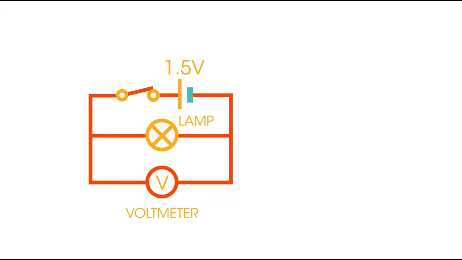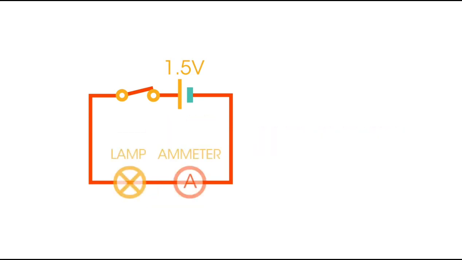This voltmeter must be connected in parallel with the component we're measuring across. So here it's in parallel with the lamp. Then simply read what the voltmeter says, 1.5 volts. So the voltmeter goes in parallel and measures the potential difference. If we wanted to measure the current, see how we instead used an ammeter, and the ammeter is connected in series, so in a line with the component.